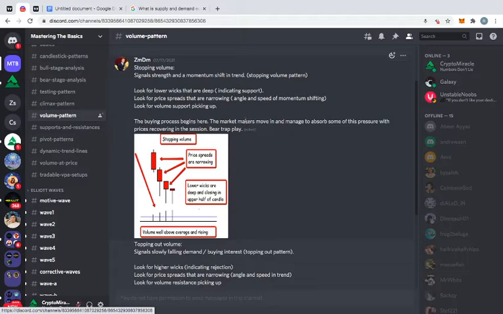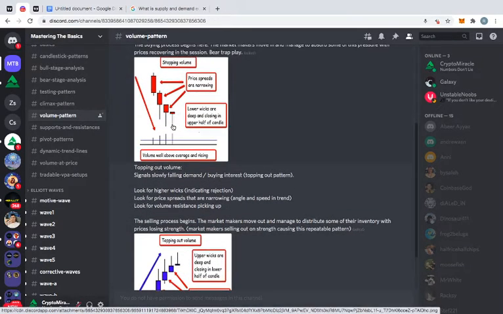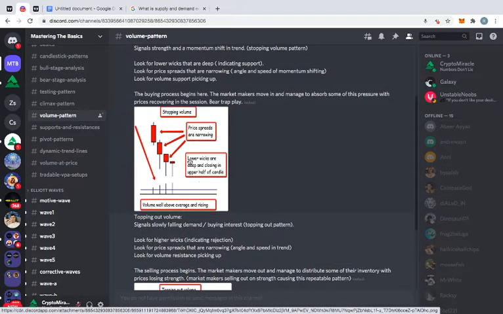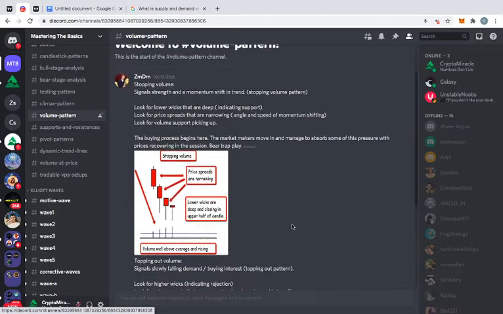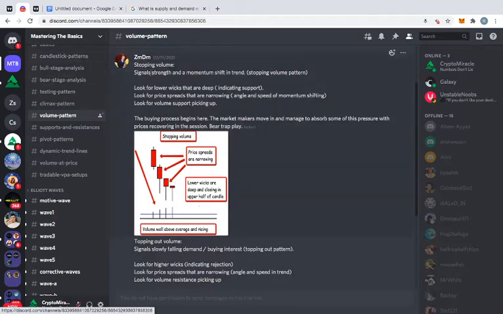There's a couple other things that I might want to add, like the loss of momentum, which is one of Gann's rules. It's basically when at the bottom or at the top of a trend, the moves start getting smaller. That's called the loss of momentum pattern, and then it comes back. So let's actually talk about the stopping volume, which is basically the same thing. It signals strength and a momentum shift in the trend.